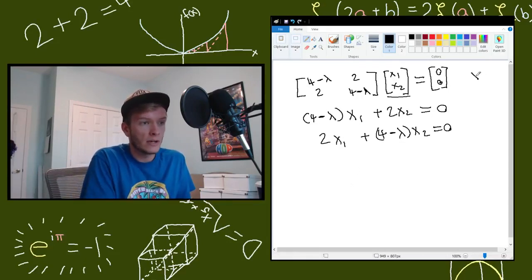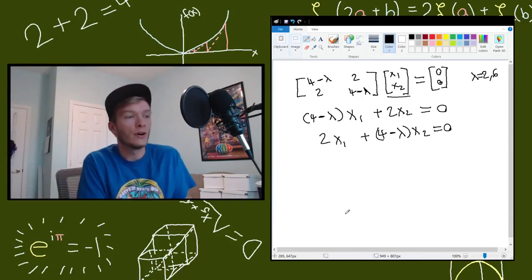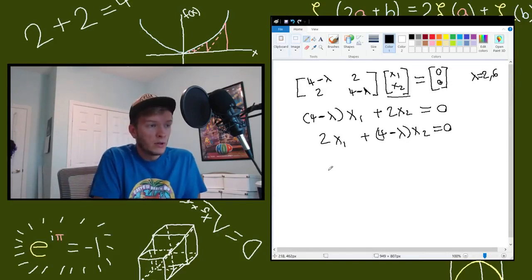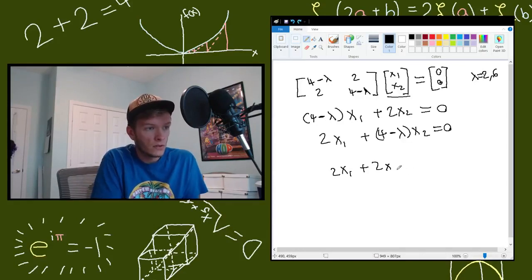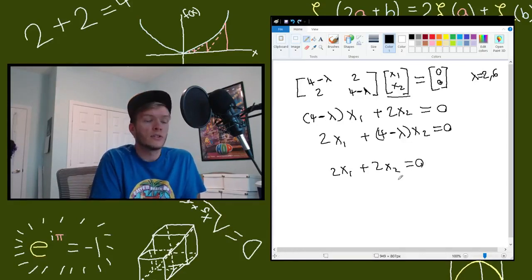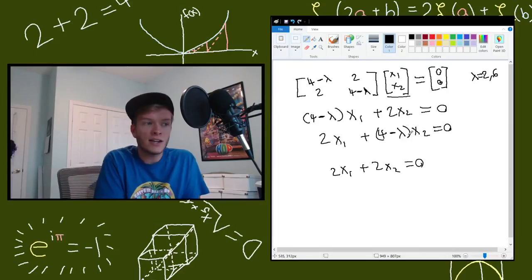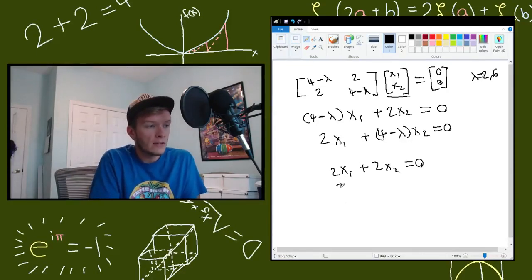So we're going to write these over here, that lambda is equal to 2 and 6. We're going to plug in our first value of 2. So if we plug in 2 to this first equation, what we get is 4 minus lambda, which is 2, which gives us 2. So we are going to have 2x1 plus 2x2, sorry, the 2 is down here, is equal to 0. And if we plug 2 into this second equation for lambda, then we are going to have 2x1 plus 2x2 is equal to 0.